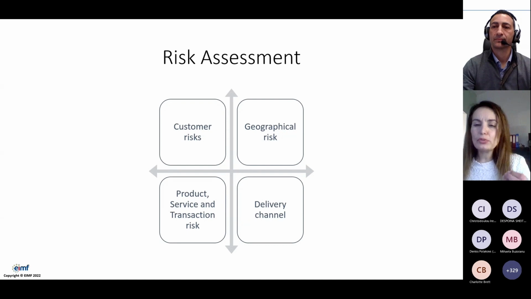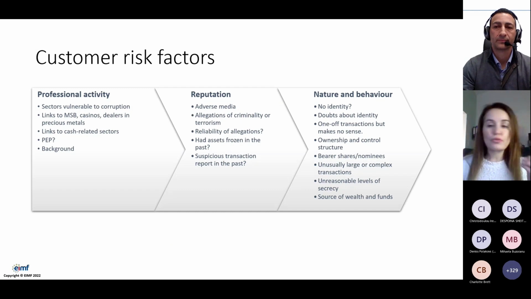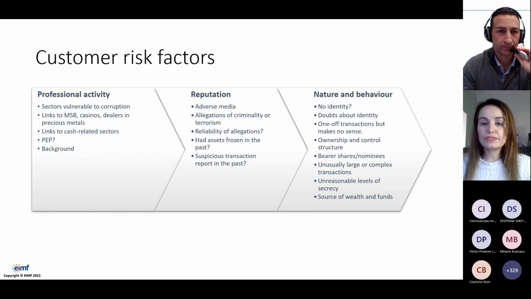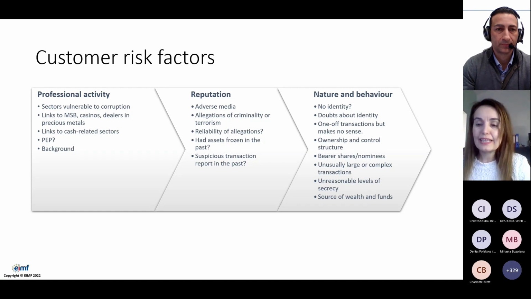Now, what do we mean? How do we answer the question, who is my customer? We check against the professional activity. There are specific activities that increase the risk of money laundering. For example, sectors vulnerable to corruption, especially in the case of legal persons, but also for individuals. It's a very important factor that we need to consider.